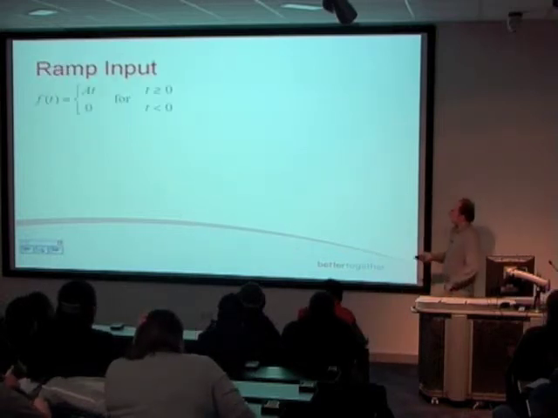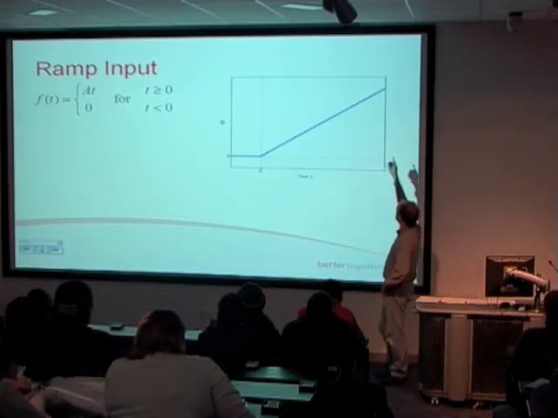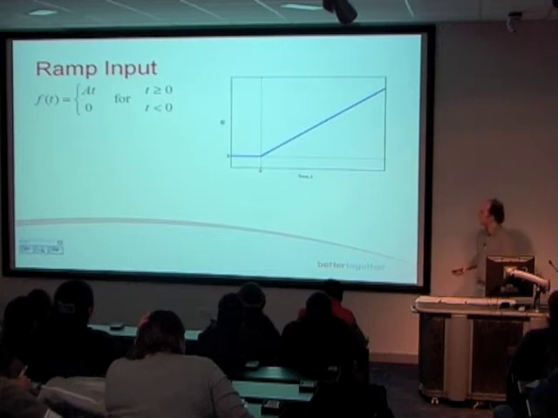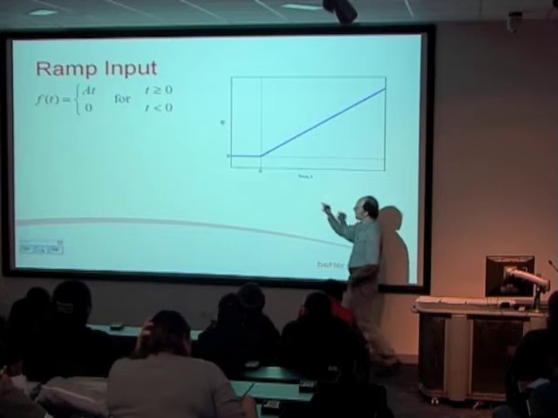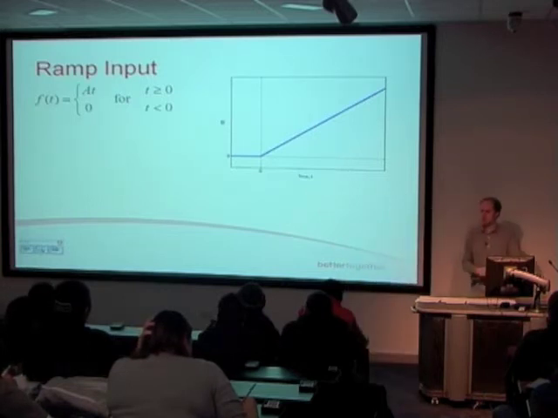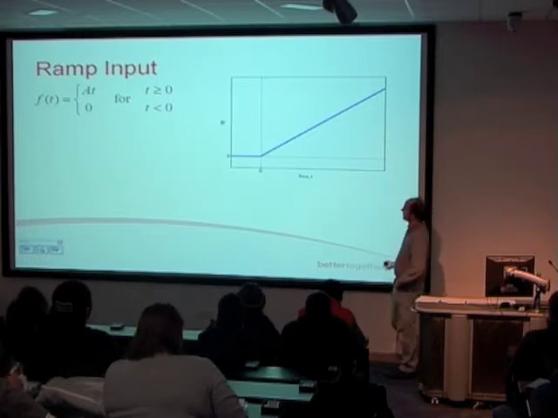Then a ramp input, well that's slightly different. We've now got this additional t because it's essentially a straight line. That's the equation for a line. And so up to time 0, the function is 0. And then after time 0, you have a function of a times t. So as time increases, the function increases linearly.